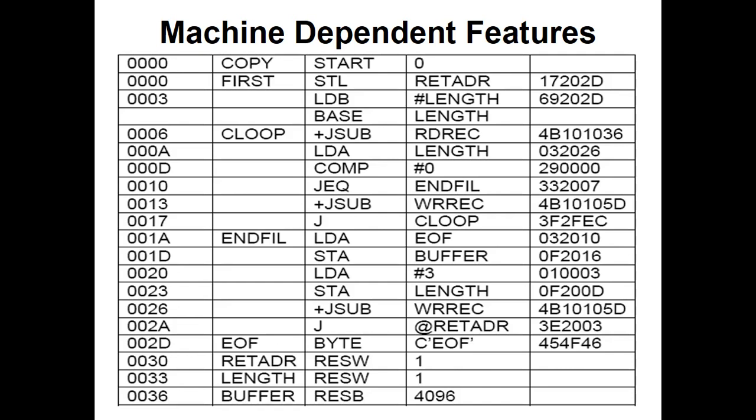The opcode, like we said, is 000101. Then we are saying n is 1, i is 1, x is 0, b is 0, p is 1, e is 0, and then the displacement is 0 to d. So when we convert these to hexadecimal, we have 0001, that is a 1. We have 0111, that is a 7. Then we have 0010, that is a 2. So our machine language instruction becomes 17202D.